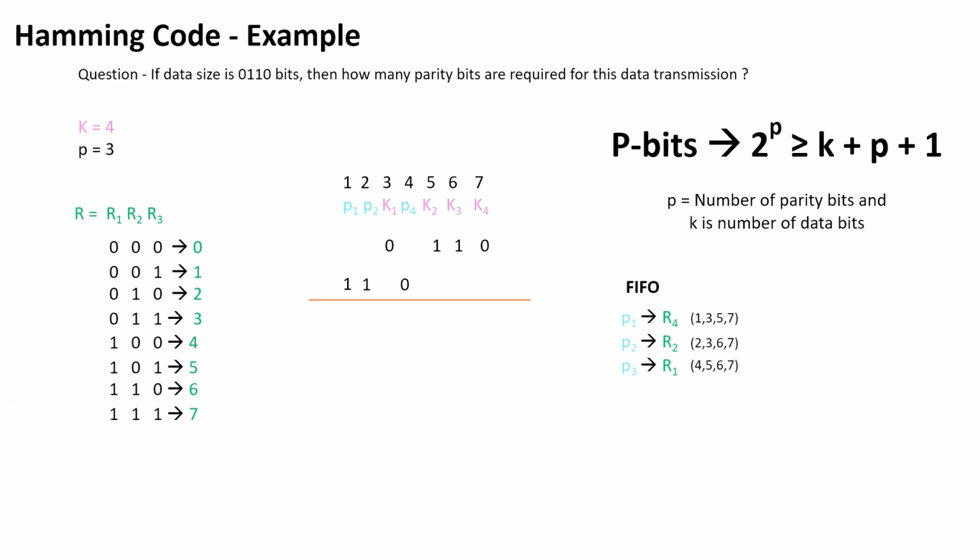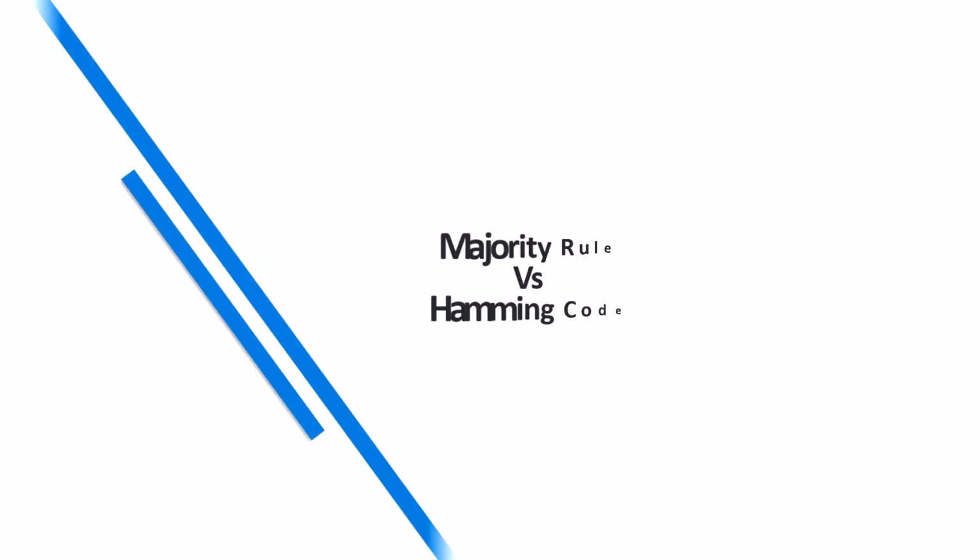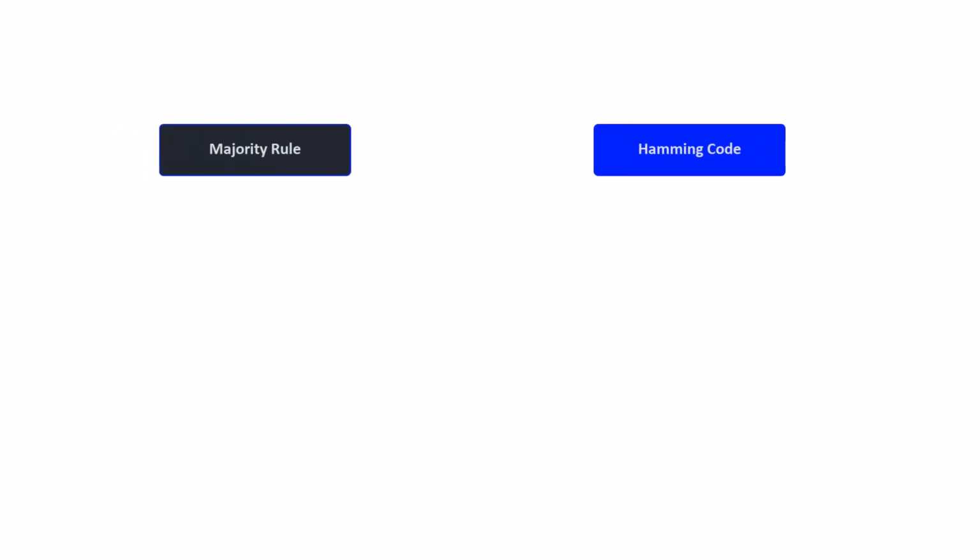Now our 4 bits of data, 0110, is ready with parity bits, 1100110, for transmission. This is how we use the Hamming code method for sending and receiving data with parity bits. Before we close this, just take a quick look at the comparison between the majority rule and the Hamming code method.